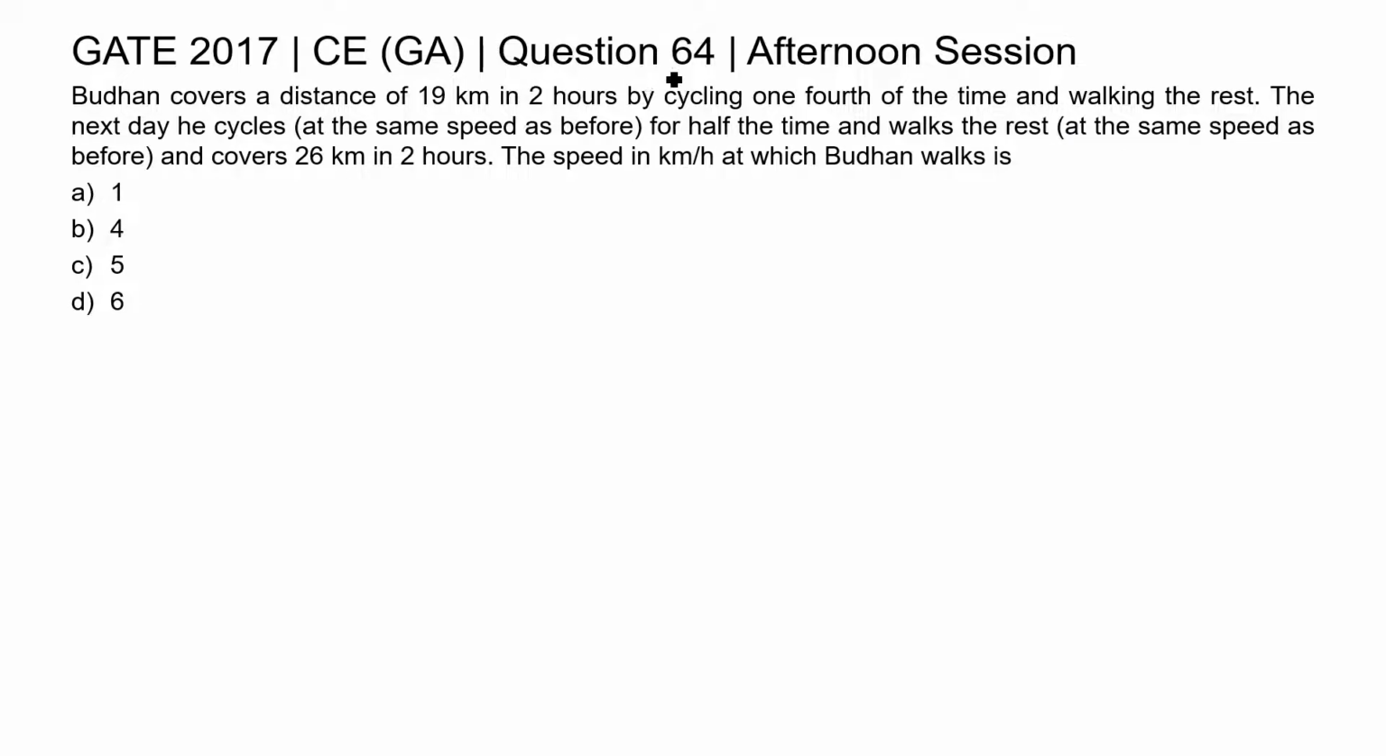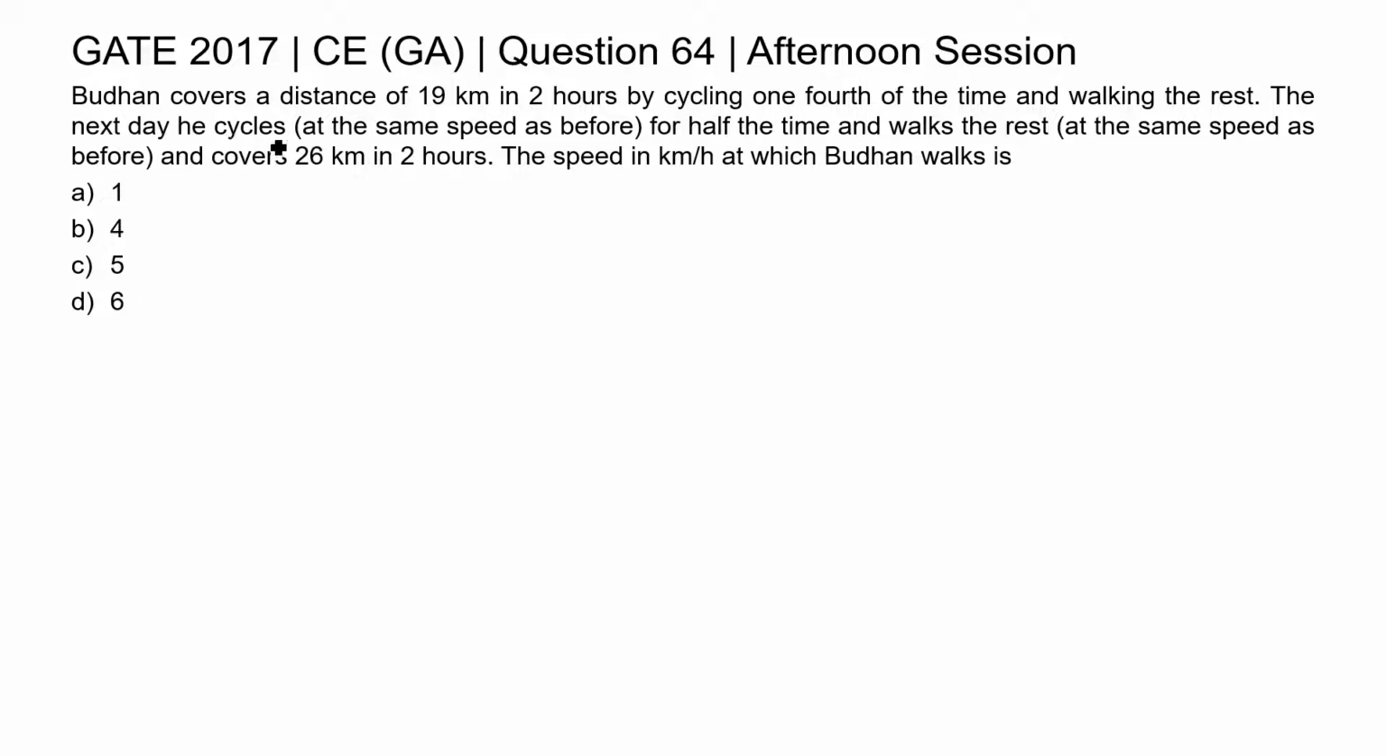This is question 64 of the Civil Engineering General Aptitude section of GATE 2017 afternoon session. Buddhan covers a distance of 19 km in 2 hours by cycling 1/4 of the time and walking the rest. The next day he cycles at the same speed as before for half the time and walks the rest at the same speed as before and covers 26 km in 2 hours. The speed in km per hour at which Buddhan walks is.